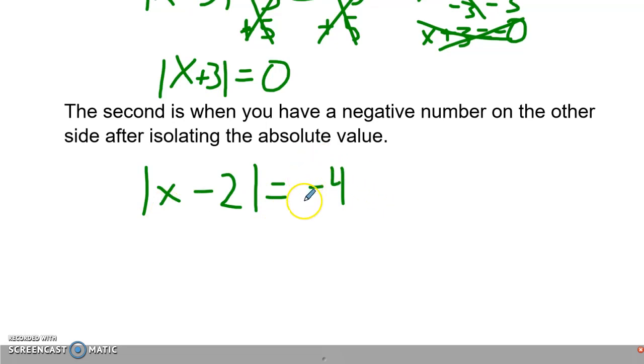So if you have a negative number after you've isolated your absolute value, the answer to that question is no solutions. No solutions.